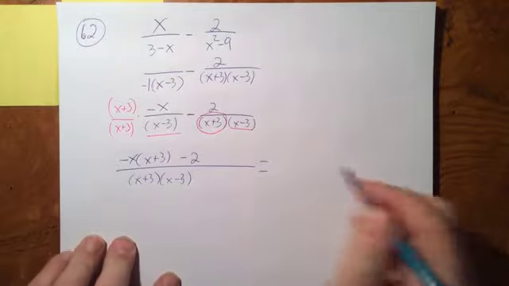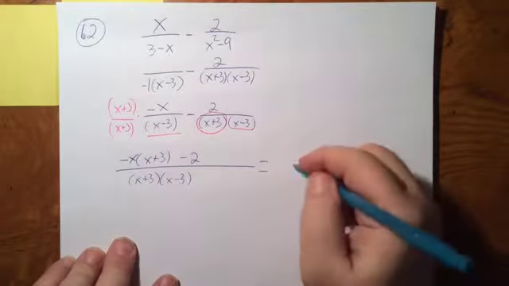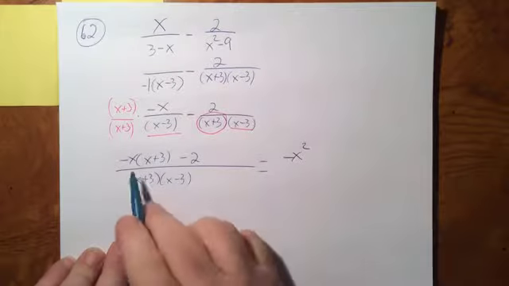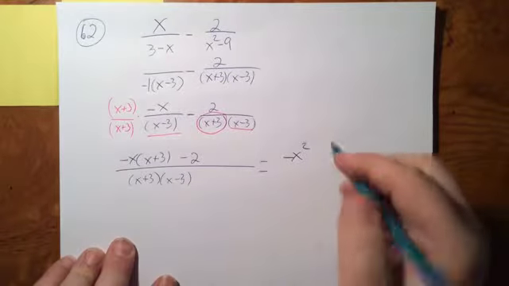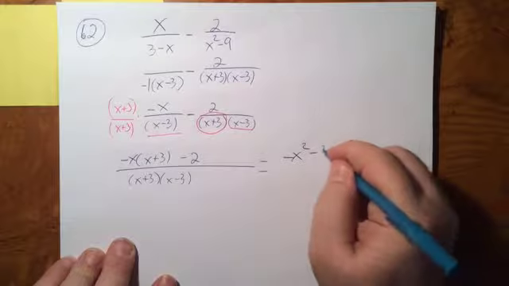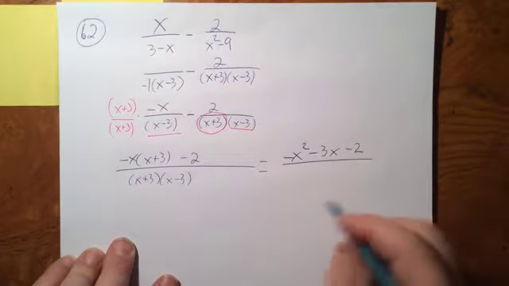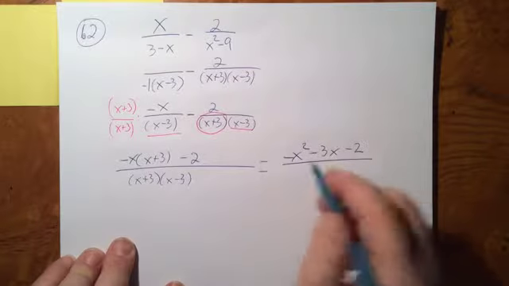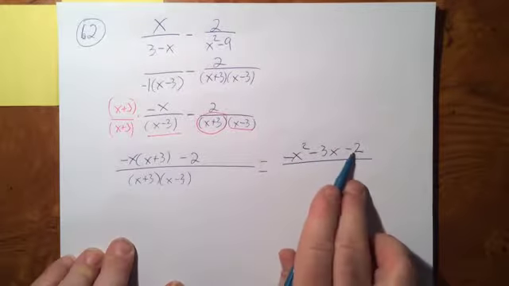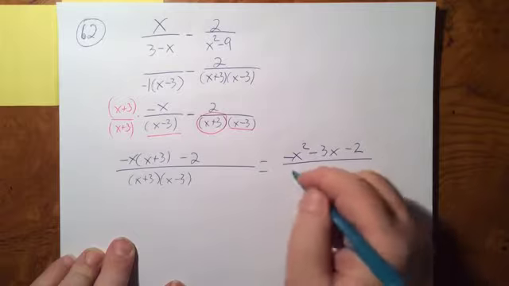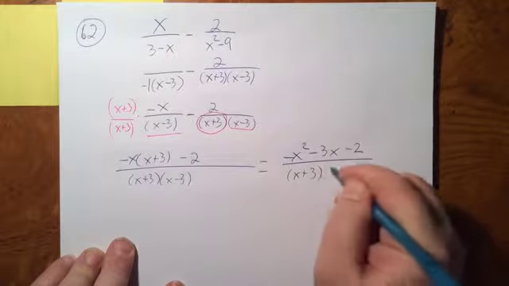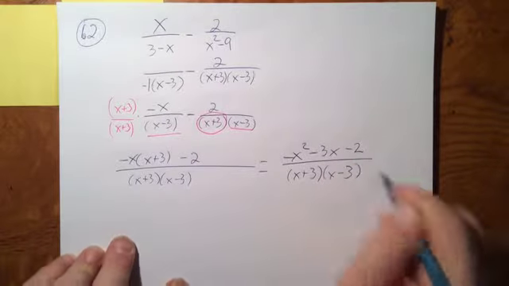Let's clean up the top a little more now. Negative x times x is negative x squared. Negative x times 3 is going to be negative 3x. This will be minus 2 here. So now we'll have negative x squared minus 3x minus 2 over x plus 3 times x minus 3.